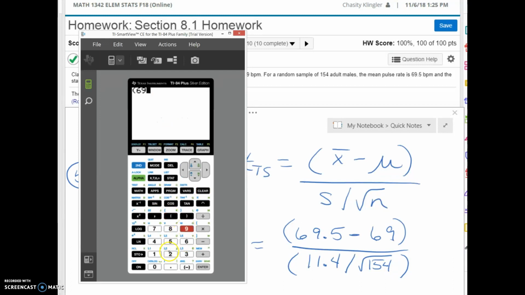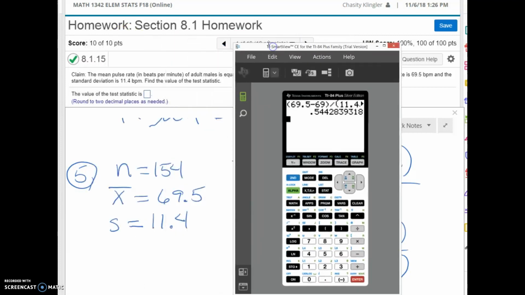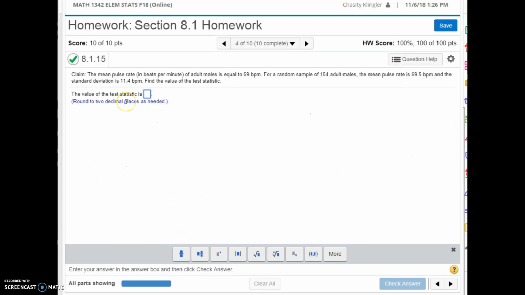So we've got 69.5 minus 69 divided by 11.4 divided by the square root of 154. And then move your parentheses out and put it around the whole bottom. So my T test statistic is 0.544. And they want 2 decimal places, so 0.54.